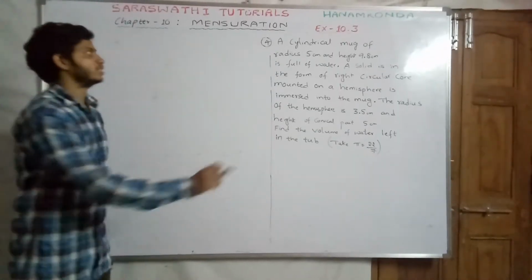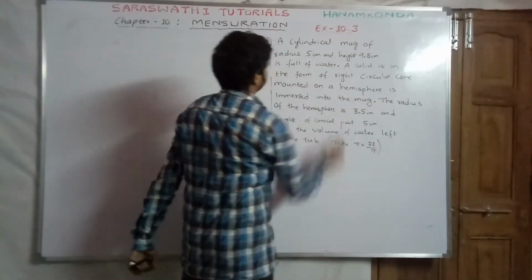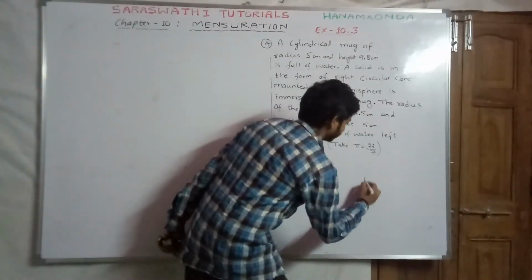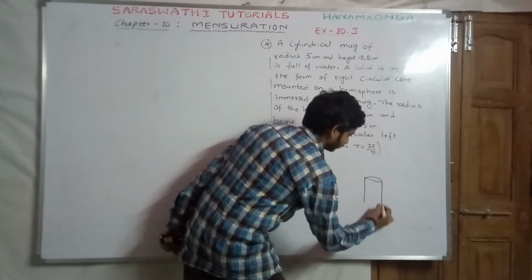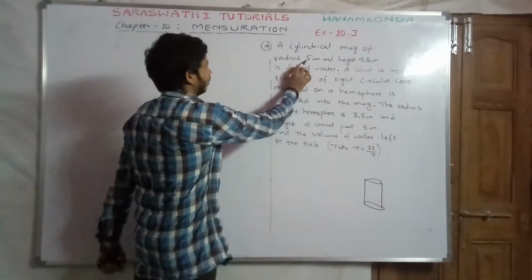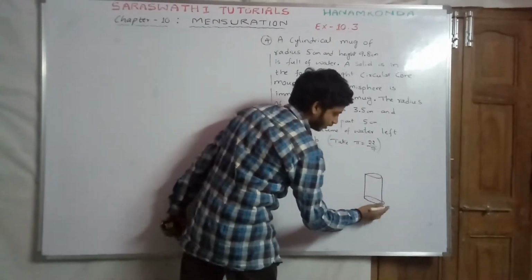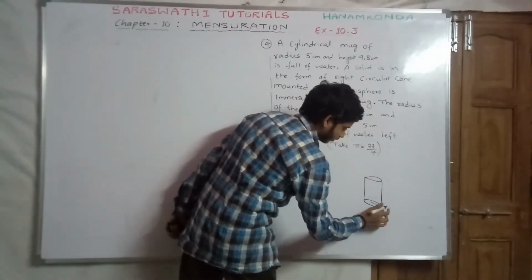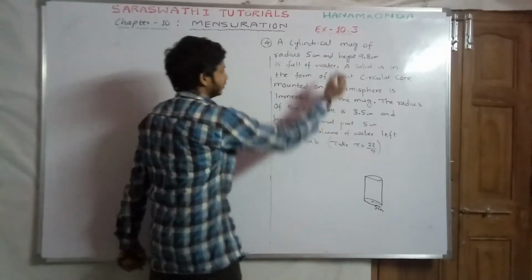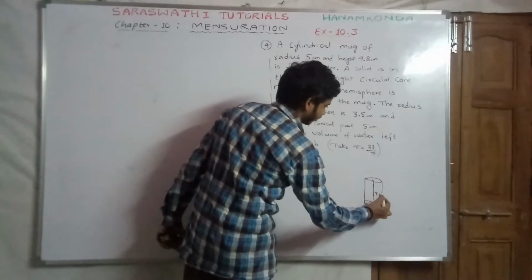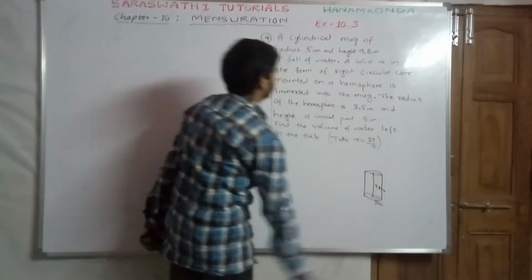So the next question is: a cylindrical mug of radius 5 centimeters and height 9.8 centimeters is full of water. So the mug is in the shape of a cylinder. The radius of the cylinder is 5 centimeters and the height is 9.8 centimeters.